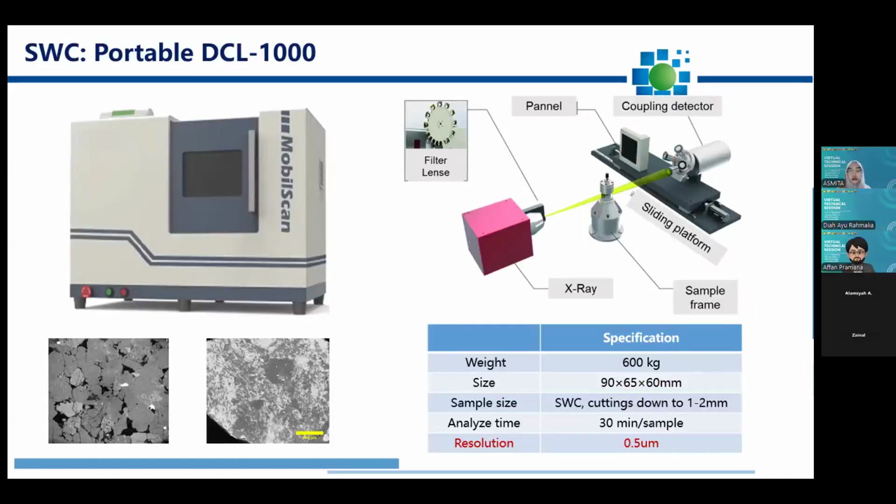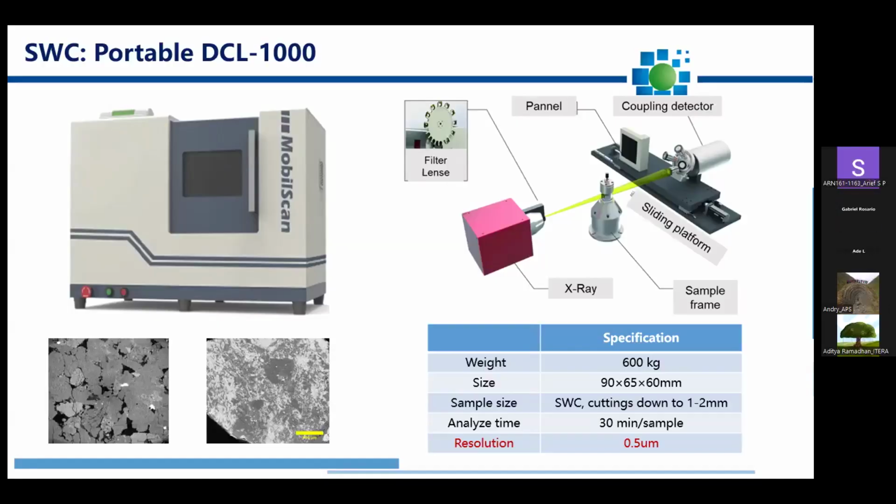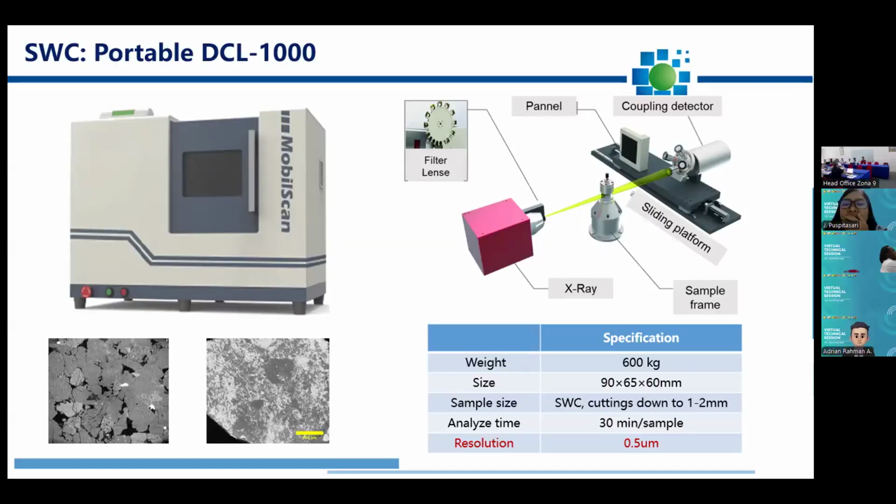So the principle of the CT, I guess most of you know, is we shoot X-rays through the rock. Different minerals have different absorption capability. When the X-ray shoots through a mineral, the X-ray will be absorbed by the minerals. So what the X-ray can pass through depends on the density, mainly the density of the mineral.